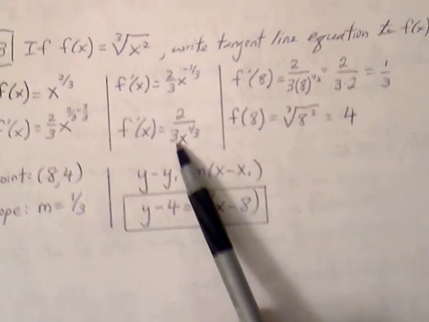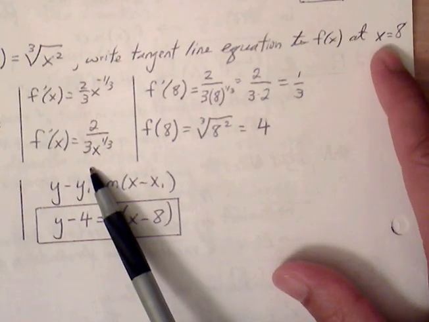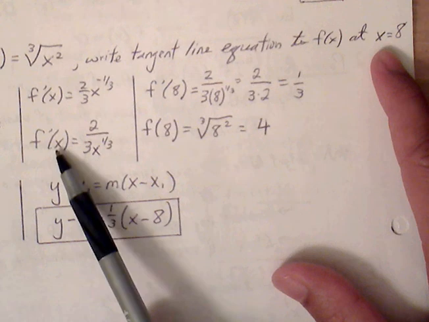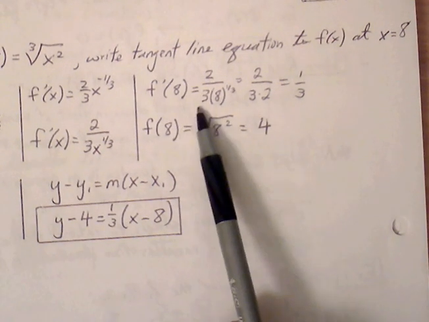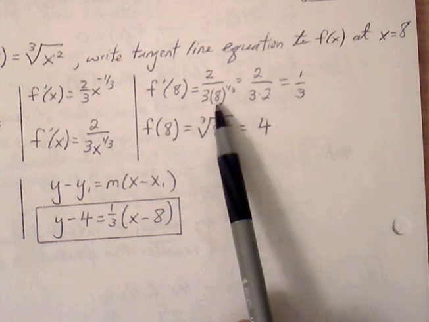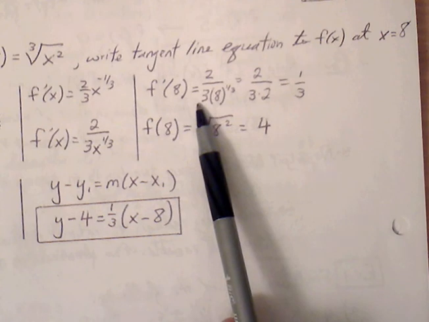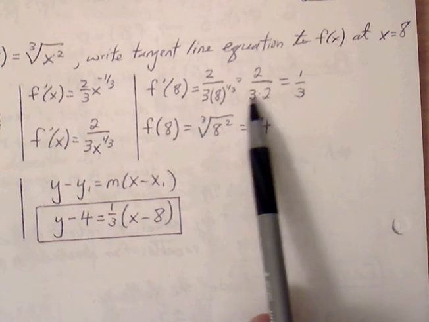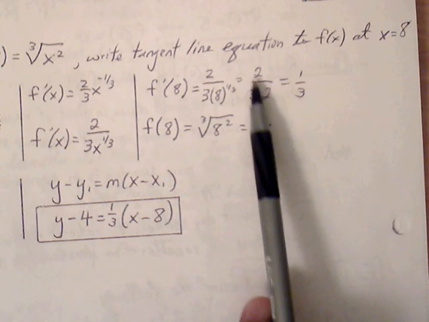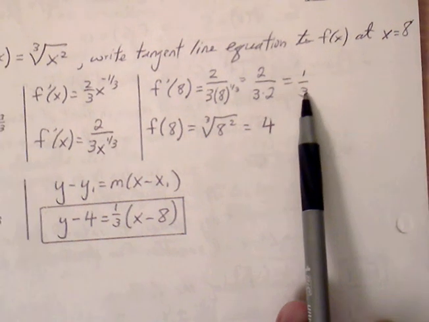Now we can use this to find our slope. Our target x value is 8. So plug 8 in for x to find the derivative. So f prime of 8 is equal to 2/3 times 8 to the 1/3. We have to evaluate this 8 to the 1/3 first before we multiply with the 3. Order of operations. And the cube root of 8 is simply 2. So 3 times 2 is 6, but then we can cancel out the 2's, so we get 1/3. So our slope is 1/3.